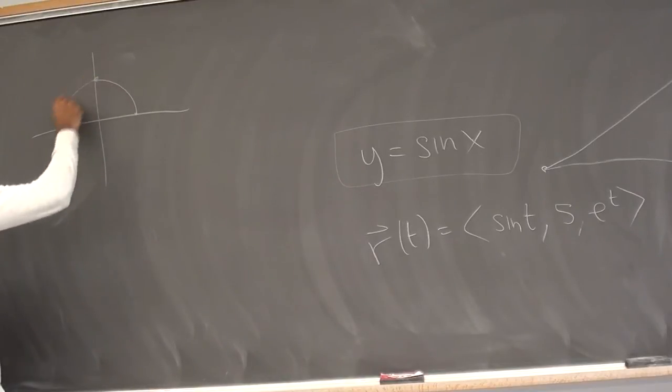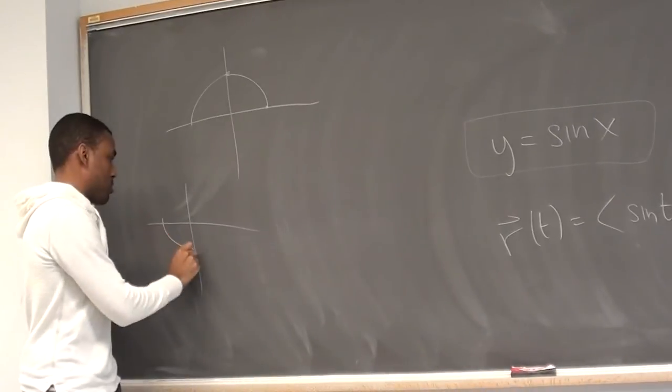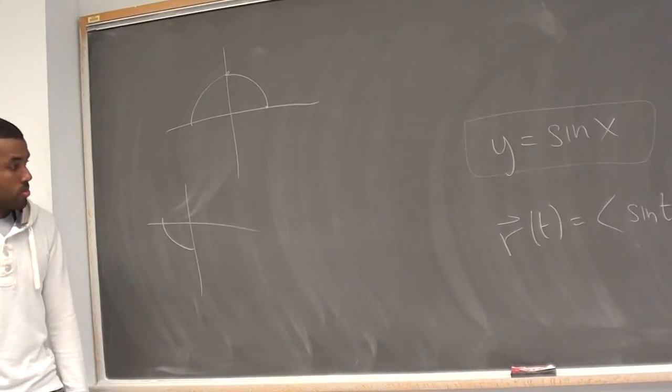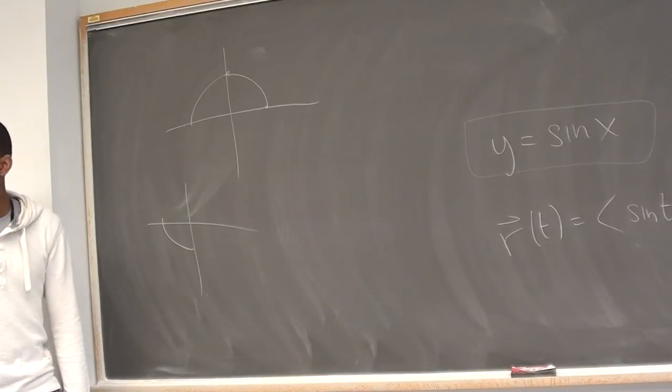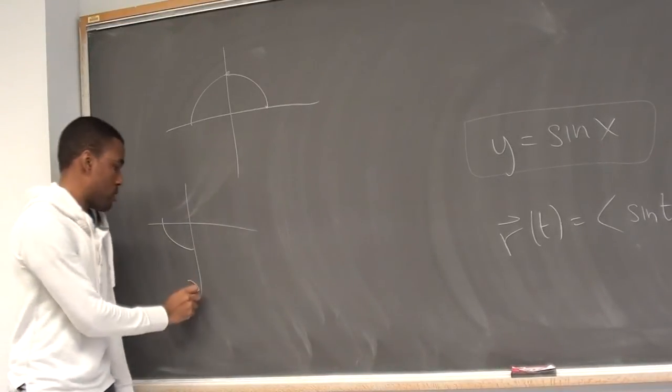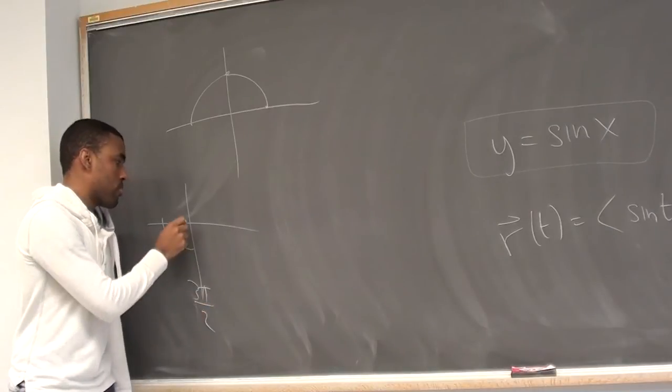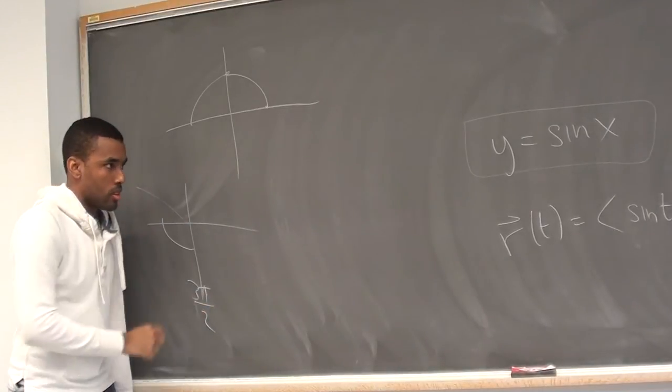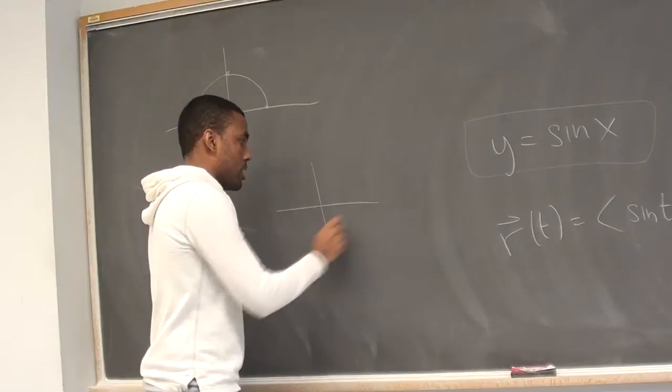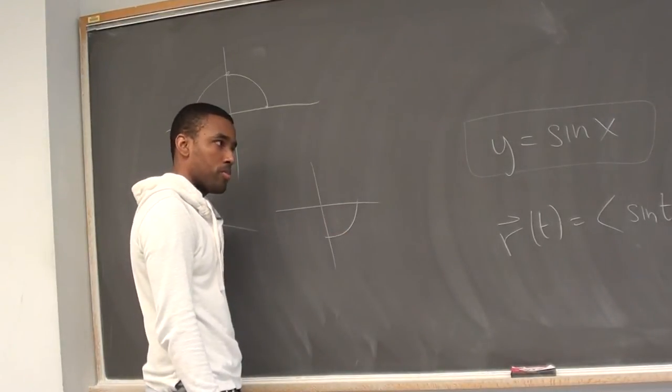Okay, what if I go from here to over here? Pi over 2 to pi. What about here? Pi over 2 to pi to 3 pi over 4. 3 pi over 2, right? This is 3 pi over 2 here. 3 pi over 4 is over here. All right? And what's this? 3 pi over 2 to 2 pi.